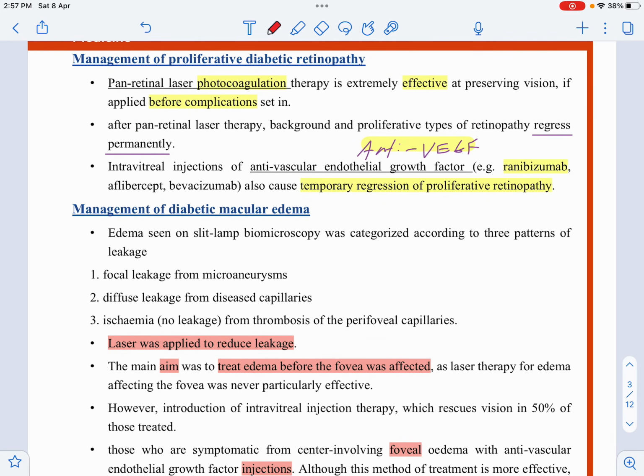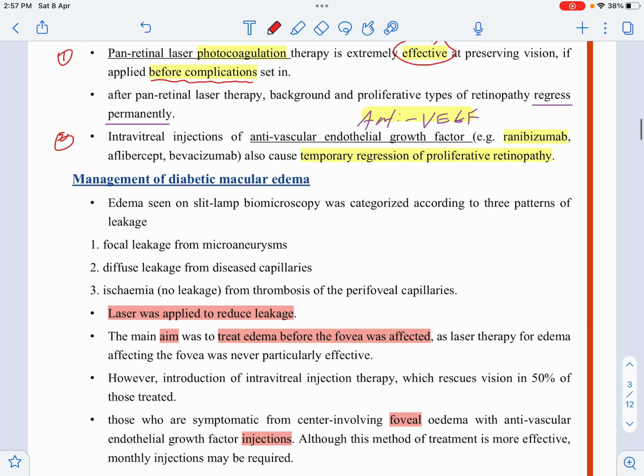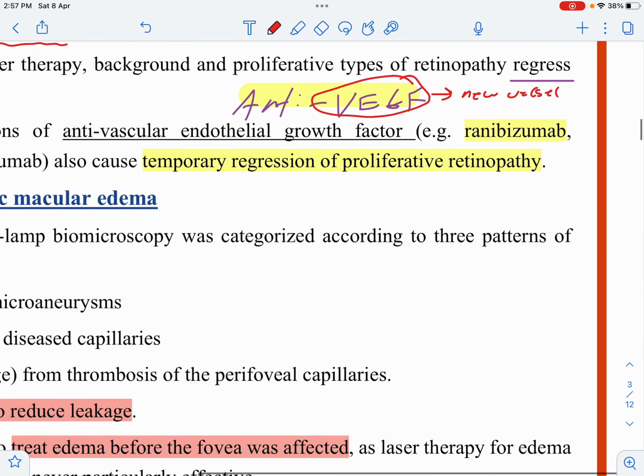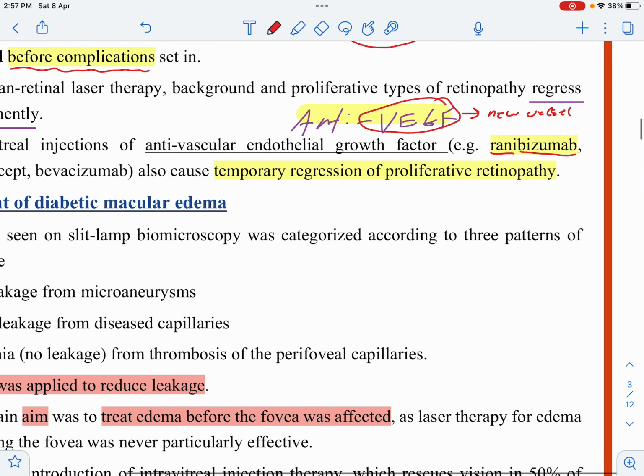The management of the proliferative diabetic retinopathy is through the photocoagulation. طبعا هاي العملية effective فقط إذا كانت before the complication occur. أوكي. هذا هي أول طريقة عن طريق الليزر. الطريقة الثانية إنه عن طريق الانتي vascular endothelial growth factor اللي هي عملت لنا new vessel formation اللي هي الراني بايزوماب. هذول راح تعمل لنا temporary regression of proliferative retinopathy.